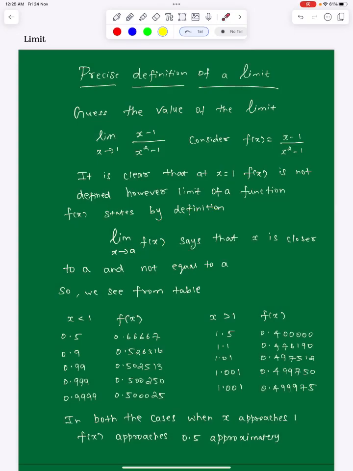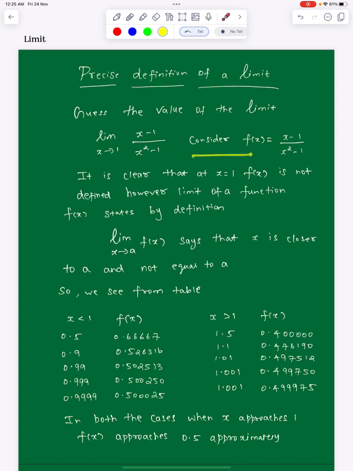Hello, today we'll see about the concepts of limit. So we'll just talk about the precise definition of a limit. Now we are just going to guess the limit for this function: limit x tends to 1 of (x minus 1) by (x square minus 1).